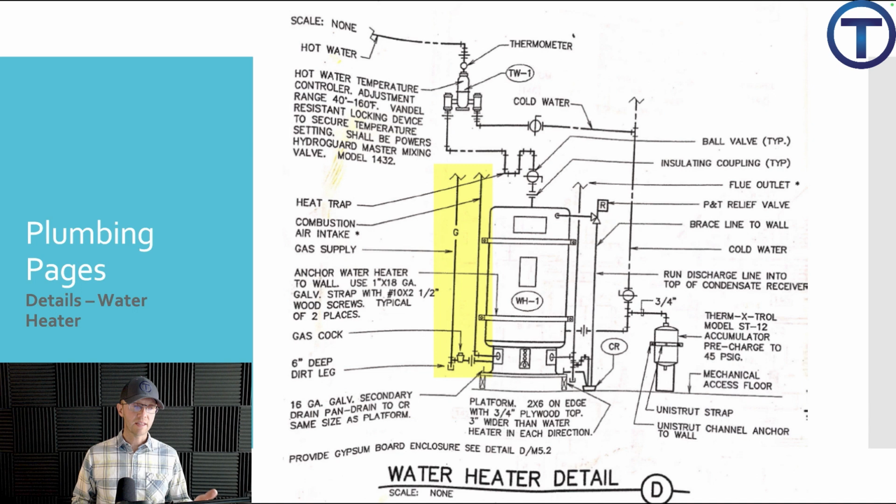We have the gas supply line on the left side, and then we've got our combustion intake and exhaust happening on there. Underneath here, we see that they expect a platform of 2x6s and 3/4 inch plywood for that to be raised up off the floor. It needs to be 3 inches wider than the water heater. They want a pan underneath there, a 16 gauge secondary drain pan. This plan also details the earthquake straps and what's expected for those, that they need to be anchored into the wall, certain gauges and sizes. Once again, by examining this plan, I should be able to get a pretty detailed parts list, get my parts ordered, and get to work.